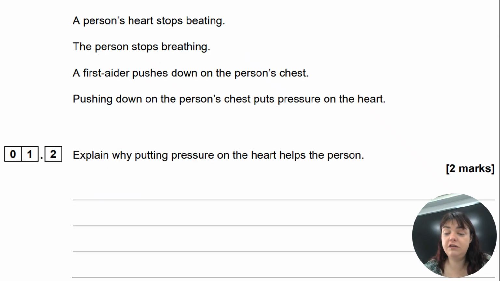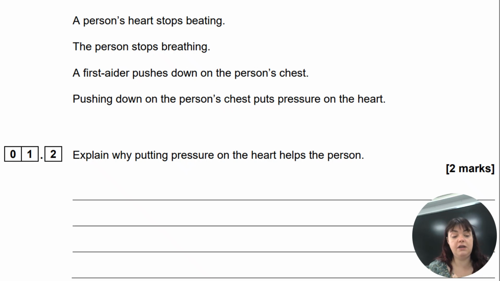So a person's heart stops beating. A person stops breathing. A first aider pushes down on the person's chest. Pushing down on the person's chest puts pressure on the heart. Explain why putting pressure on the heart helps the person. Now, there are a number of ways that pupils have answered this question incorrectly. They start talking about restarting the heart, about pacemakers, about CPR and the process of it. But that's not what it's asking. It's asking, why does putting pressure on the heart help the person?